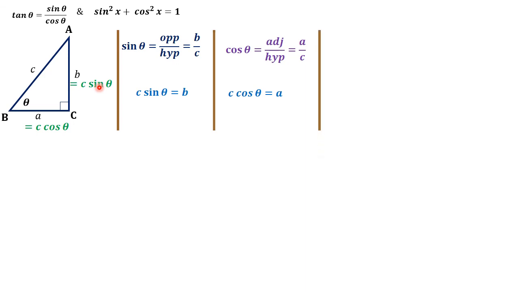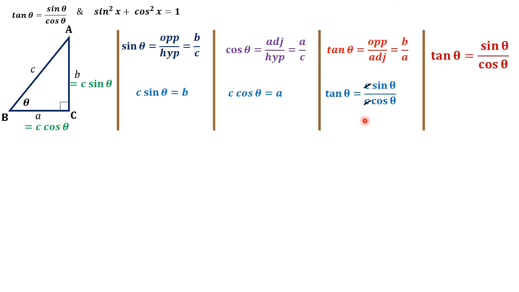So having said that, now we go to another aspect. We also know that tangent is normally given by opposite over adjacent. In other words, tan of this given angle is B all over A, like I have indicated there. That means tan theta is equal to c sin theta divided by c cos theta. If we cancel the c's, since they appear in the numerator and denominator, we are left with the first identity, which is tan theta is equal to sin theta over cos theta.